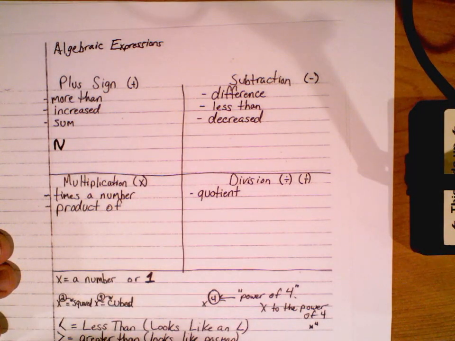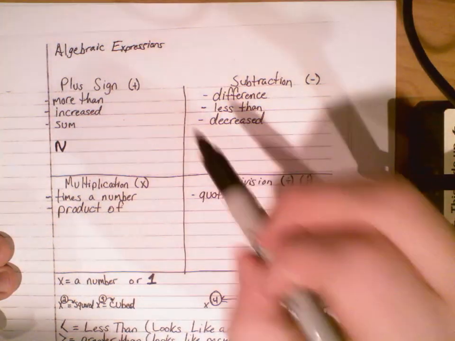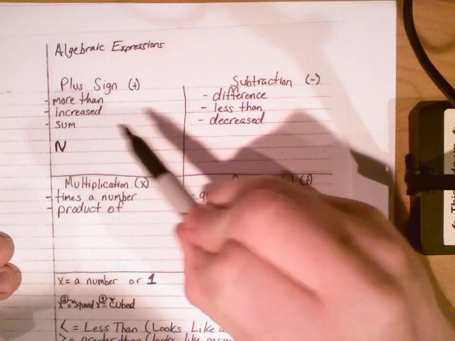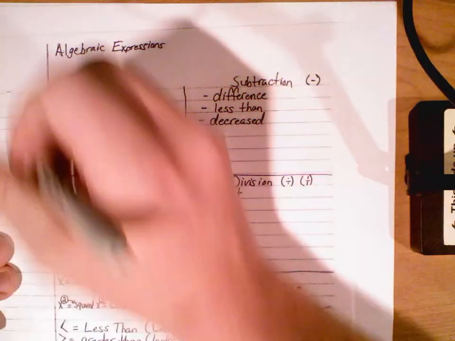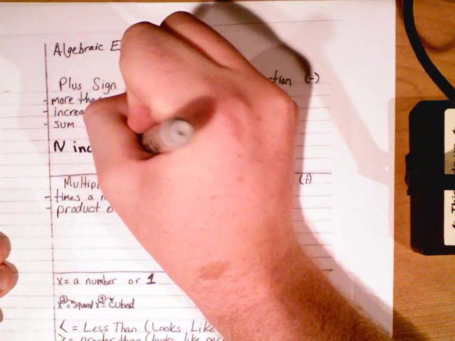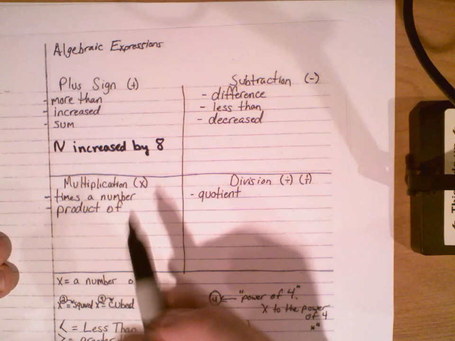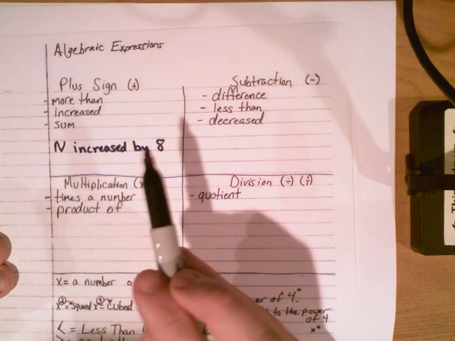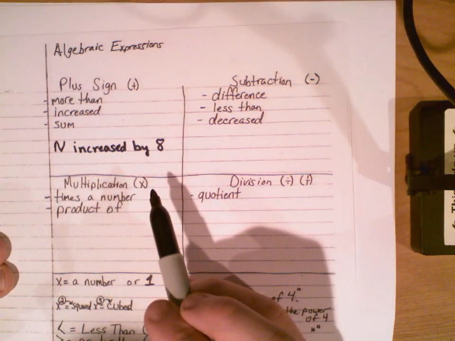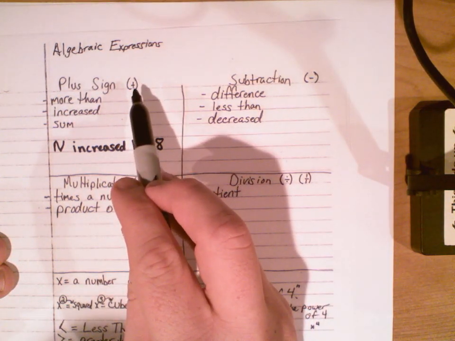So for the first example, one of the problems that you might encounter would be n increased by 8. For example, I'm going to write it like this. n increased by 8. That's literally it. And don't overthink it. So when you read these, n increased by 8, I want you to refer back to this cheat sheet and look for the sign that you need to put in place of those words.